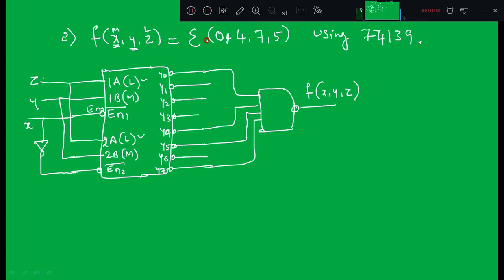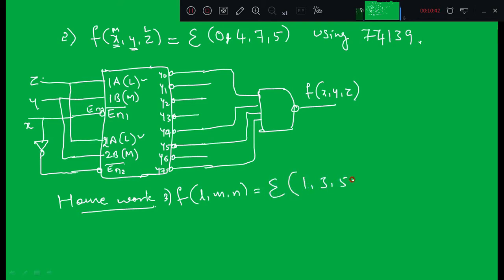Okay, so this is the design part of a Boolean function using 74139. We have taken 2 examples, and you can take some more examples on your own and design them. Okay, so I'll give one homework. Try to design this function. This is the third example. L M N is equal to summation of 1 3 5 6 4.